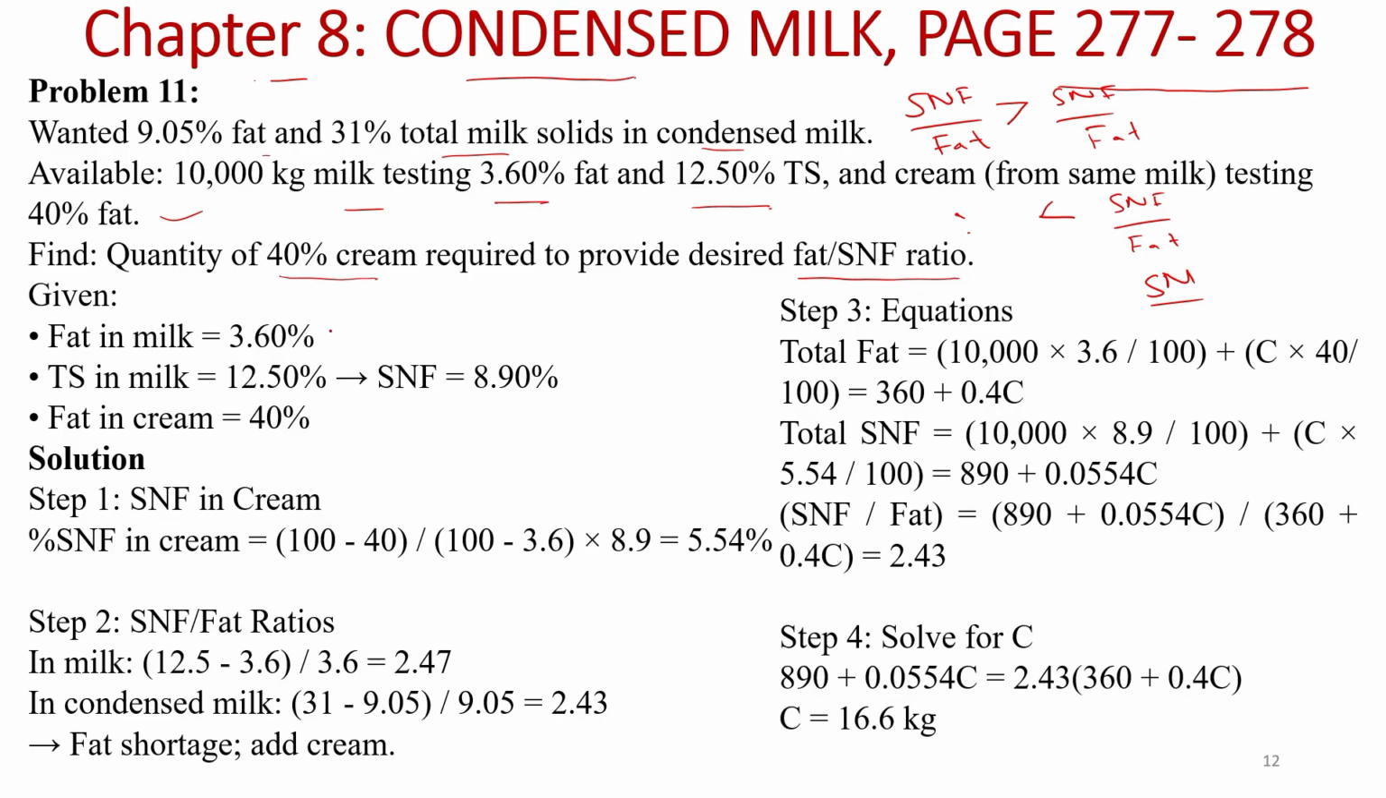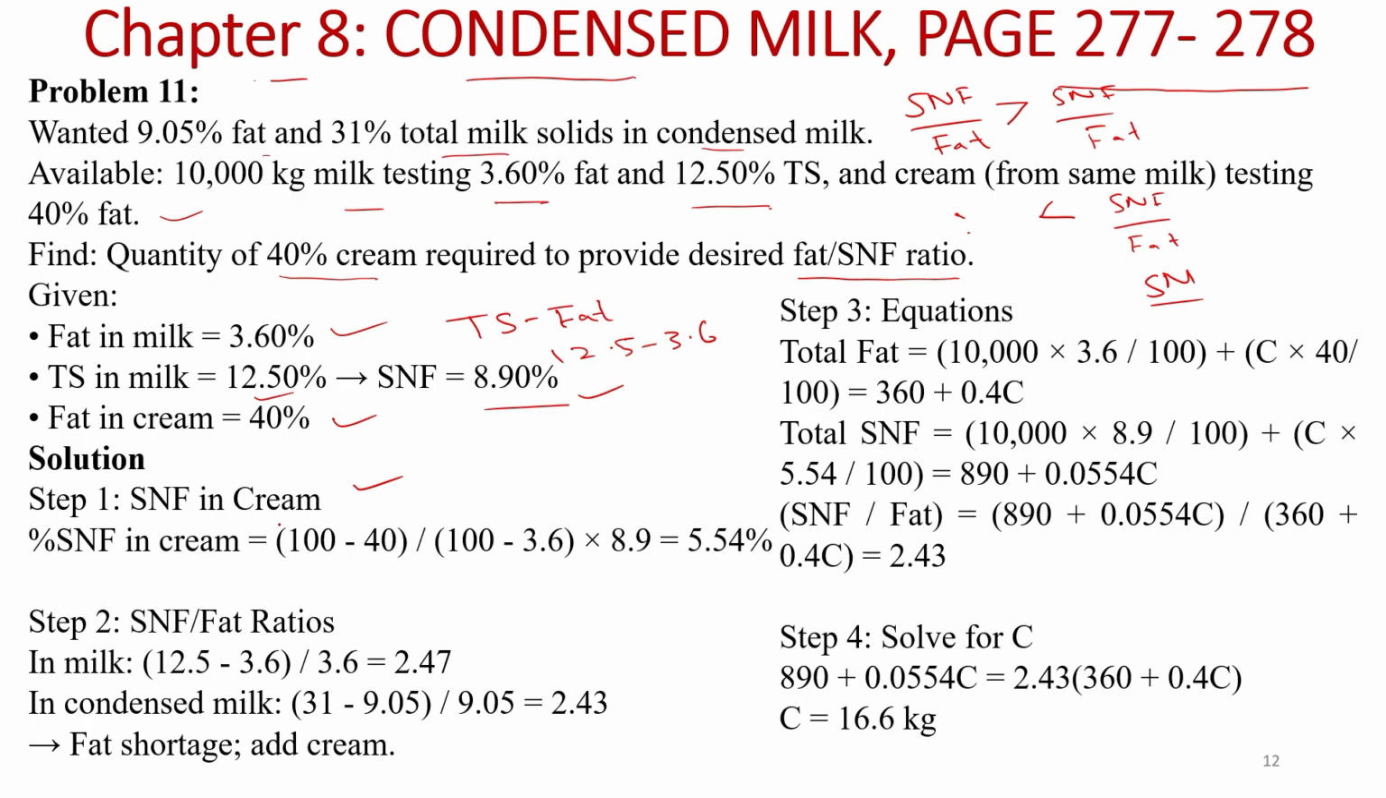Now fat in milk is given as 3.6%, TS in milk is given as 12.5%, so SNF will be equal to TS minus fat. TS minus fat is equal to 12.5 minus 3.6, is equal to 8.9% in milk, and we want the fat percentage in the cream which is to be added as 40%. So first we will calculate the SNF in cream.